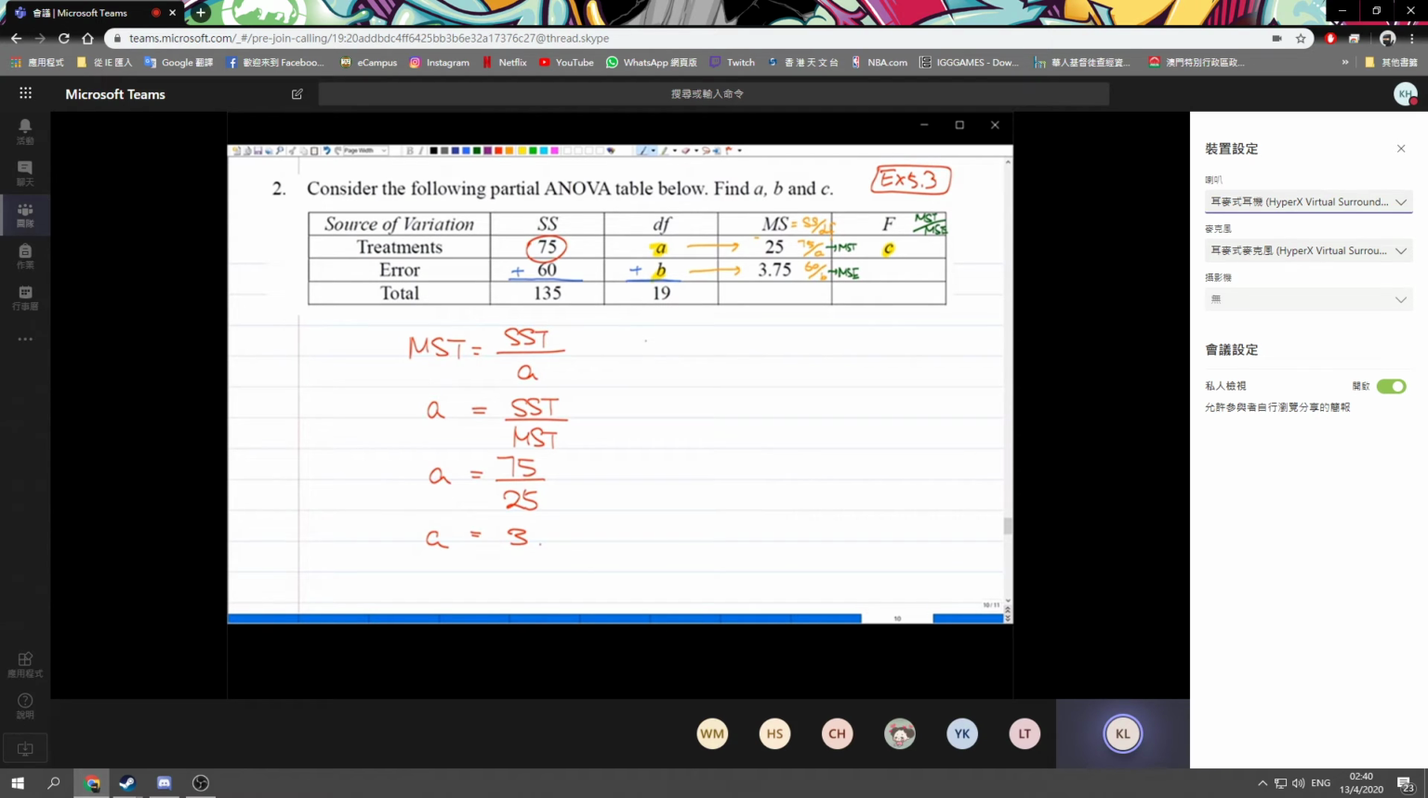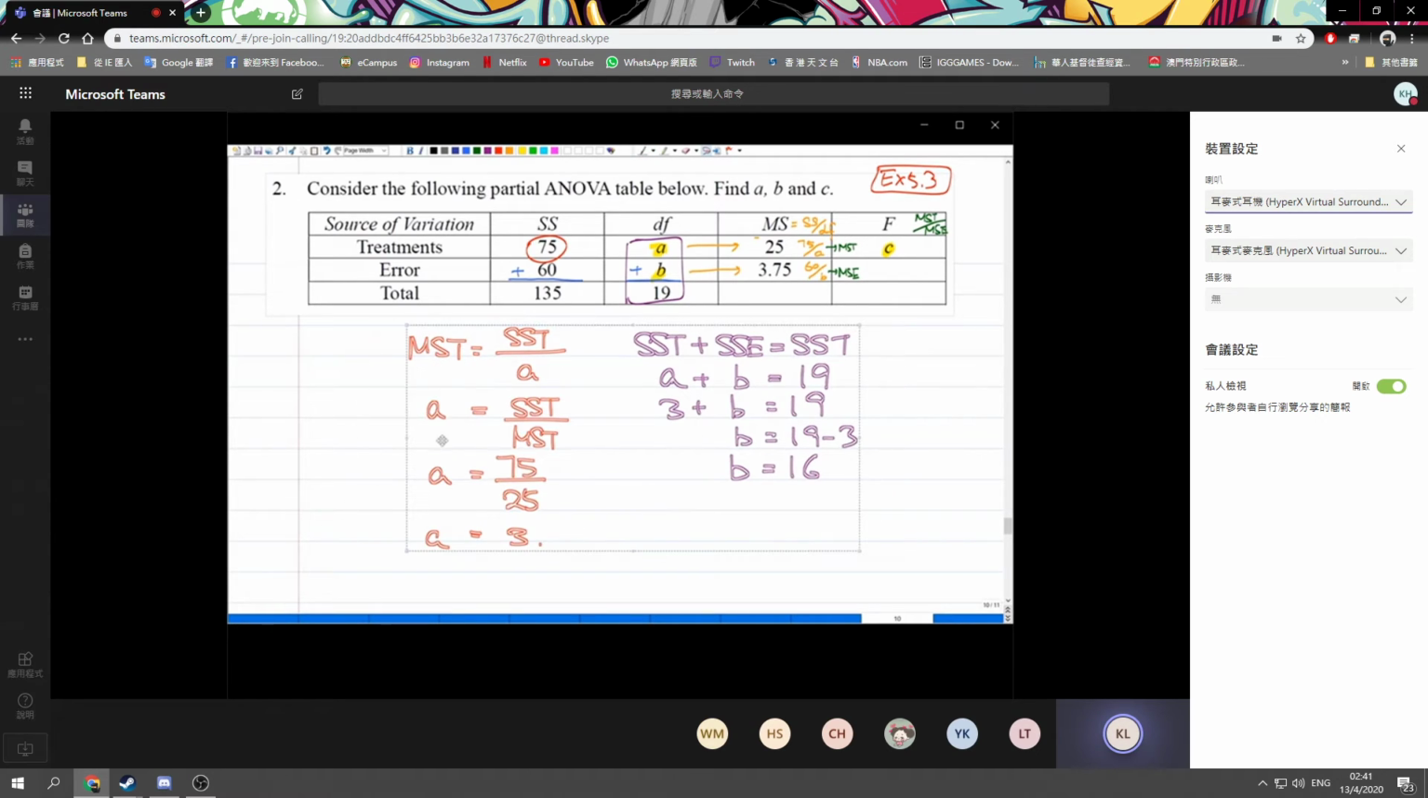Okay. Next is B. We know from the slide that SST plus SSE equals total SS. Okay, what I mean is the relationship in this column. So using the symbols here, it means A plus B equals 19. And we already got A, which is 3. So with one additional step, we know that B is 19 minus 3, which is 16.